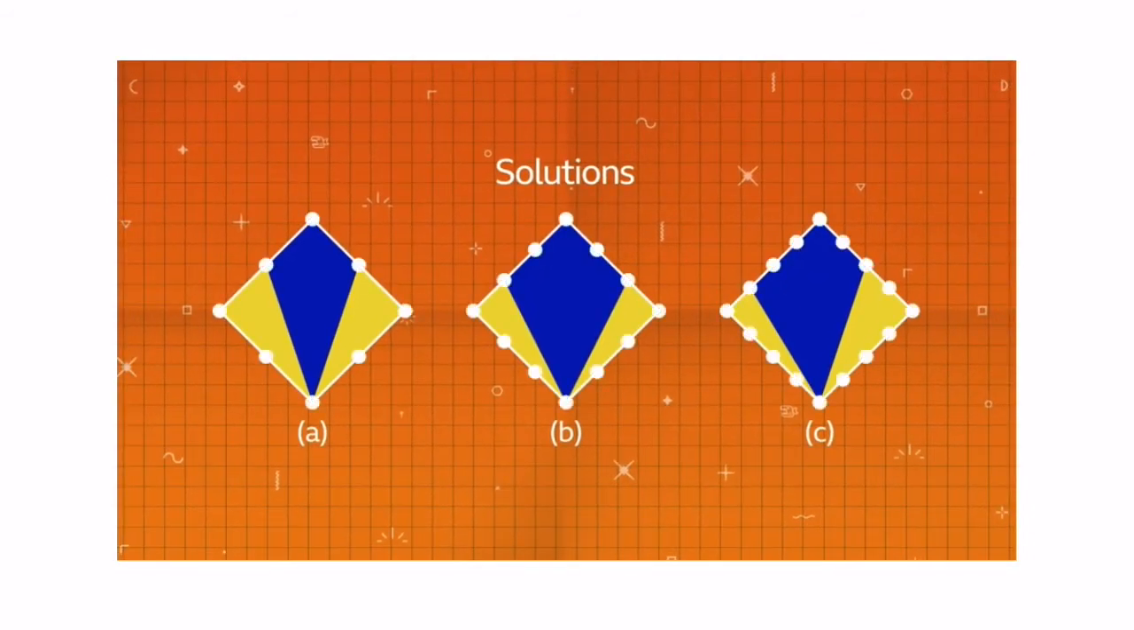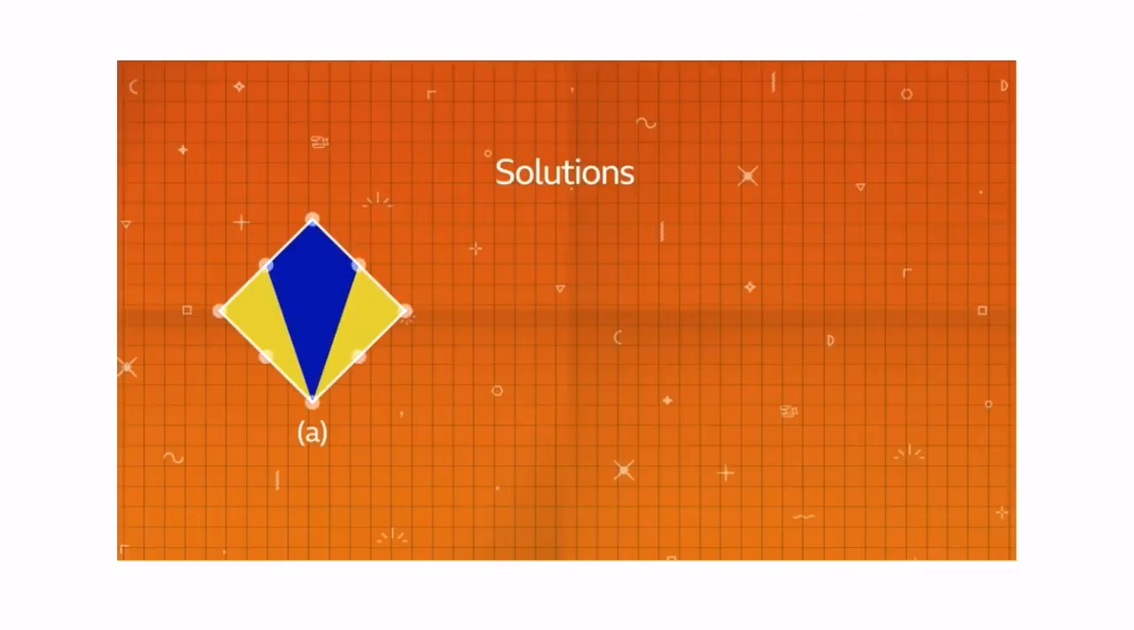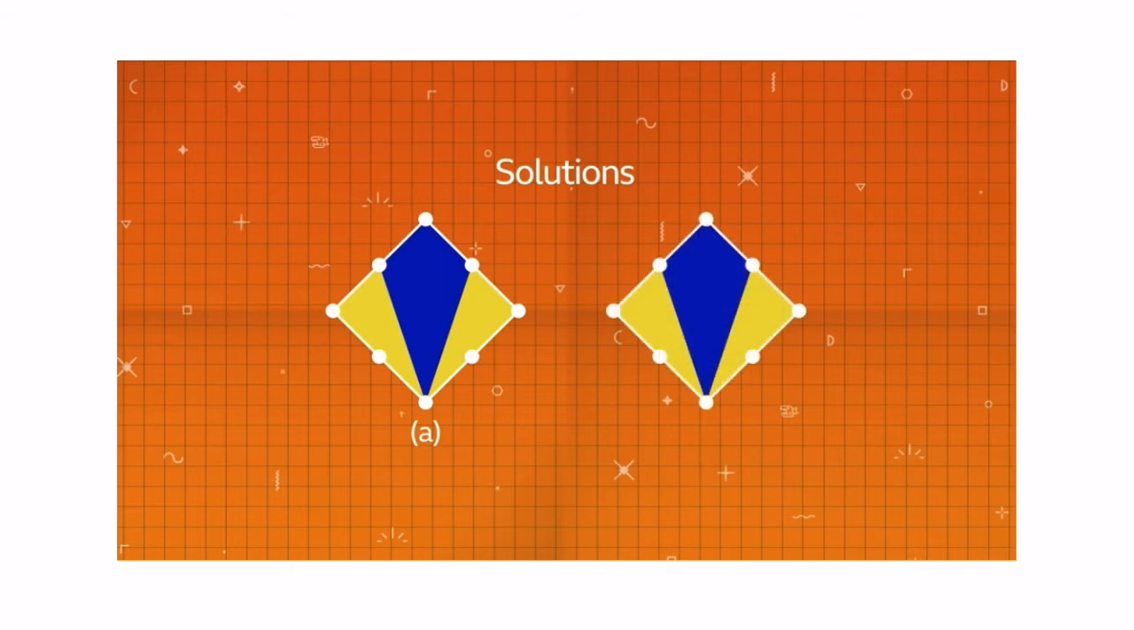Let's think about unit area. Looking at the points marked on each square, we can see that they divide the square's sides into halves for square A, thirds for square B, and quarters for square C. We can use this information to rearrange those yellow triangles to help us work out the fraction of blue in each square. First we have square A.